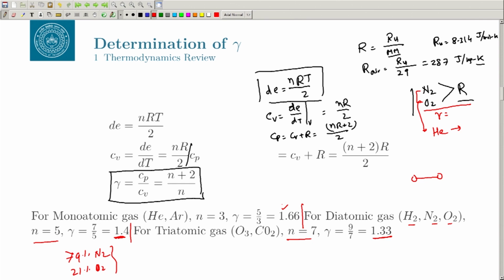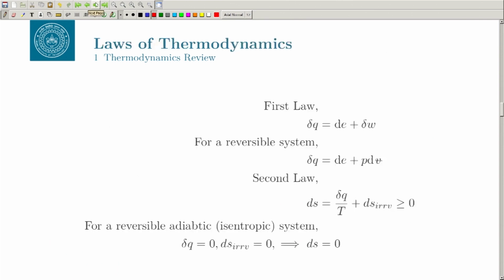Now, let us review the laws of thermodynamics very briefly, because I expect that you have gone through this course in your undergrad first year or second year, and you have basic knowledge about the laws of thermodynamics. If you go to the first law, it is simply energy conservation. If you add heat anywhere, which is this delta Q, it is basically a system and the surrounding.